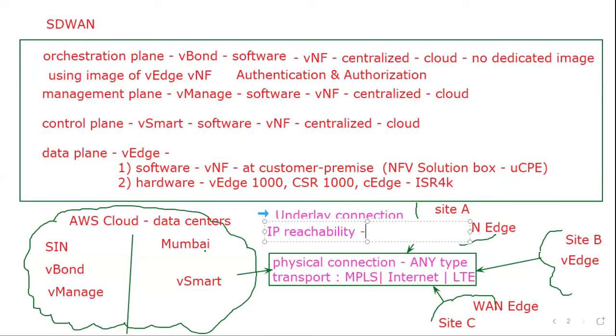These are underlay connections, and we are using our traditional WAN. Remember, we talked about the traditional WAN yesterday. We are using our traditional WAN for this particular purpose, to provide underlay reachability to SD-WAN. Once this reachability is there, then on top of it, there will be a connection established, right?